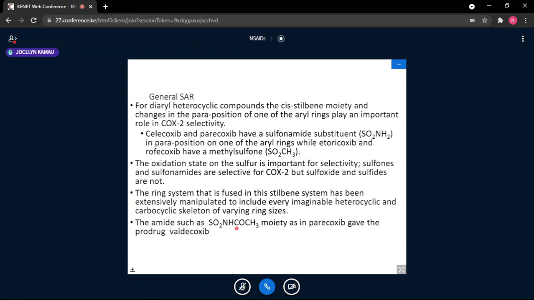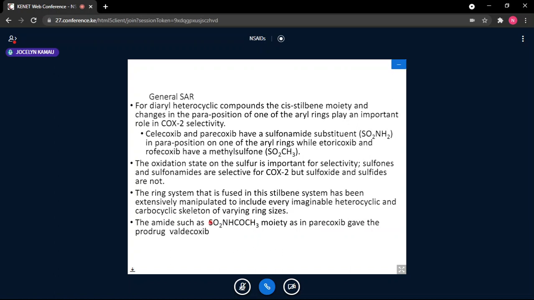The amides, such as this group here, are found. I think this is what we find in parecoxib. That group, that moiety, as in parecoxib, gave the prodrug for valdecoxib.